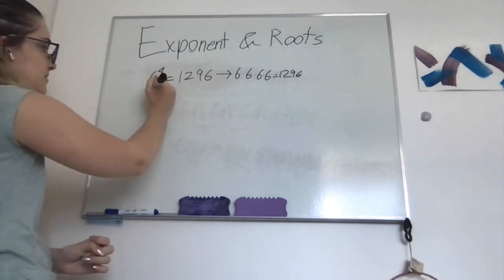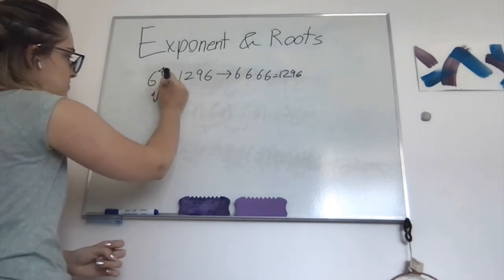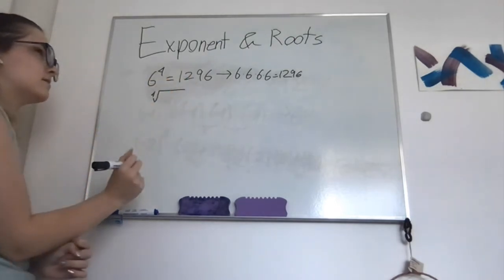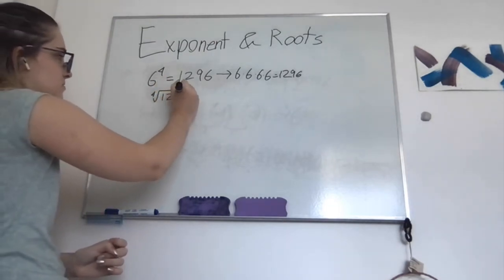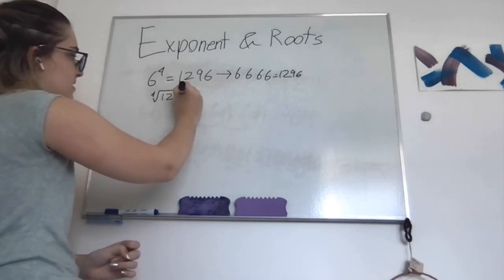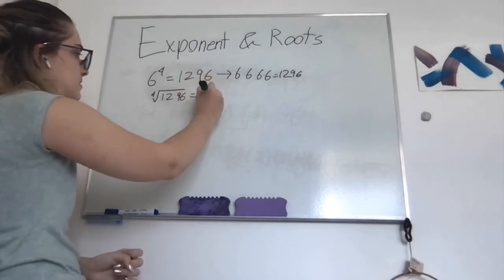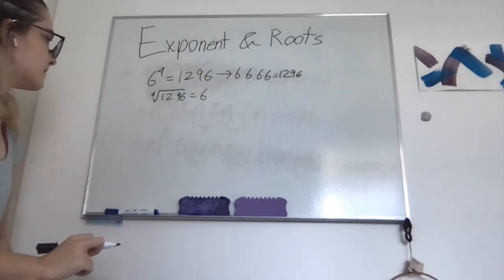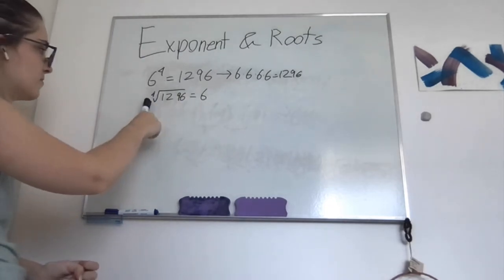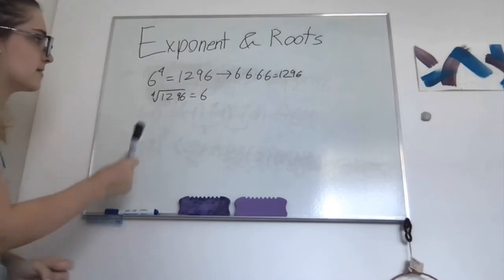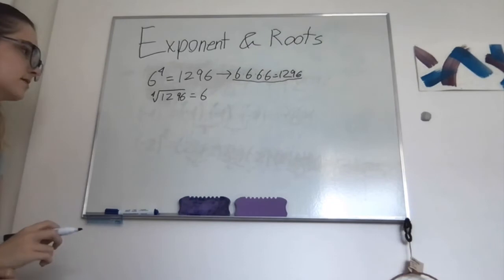And if we transform it to a root, it means the 4th root of 1,296 equals 6. Which means 6 times 6 times 6 times 6 equals 1,296.